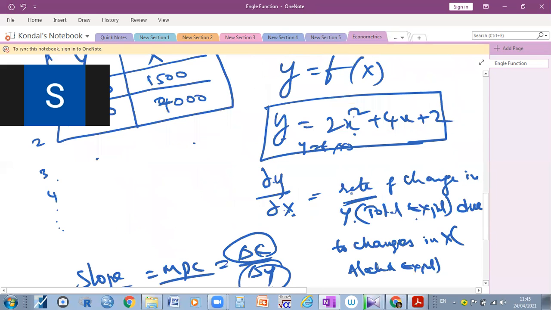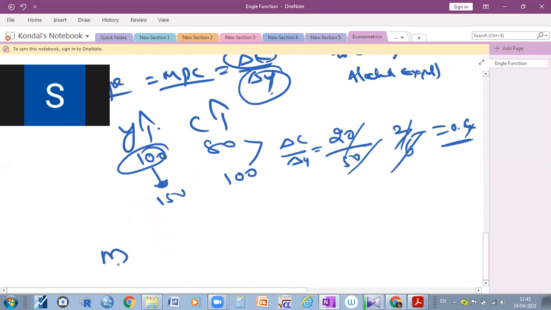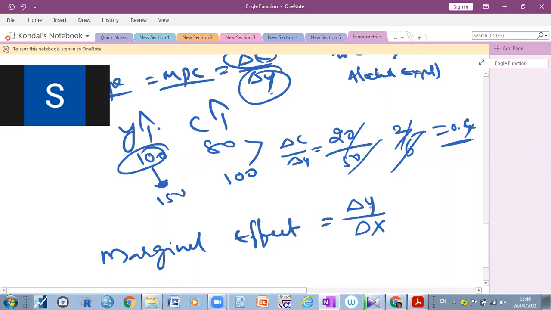So here we can conclude the rate of change in Y due to change in X. We can find out the derivative. Generally we use this terminology in the marginal effect. That is called slope or coefficient. Here we can say delta Y by delta X. Remember, this Y is income, this Y is consumption, this Y is called total expenditure. This X is called expenditure on a specific item.